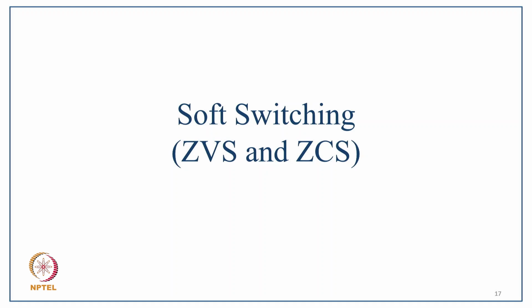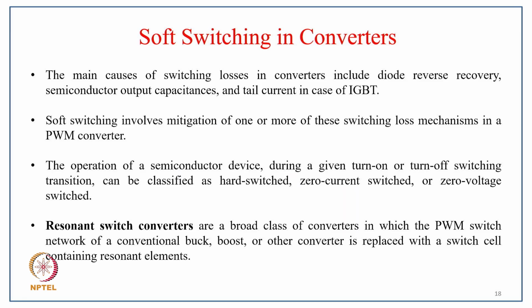Now coming to soft switching, it is normally obtained by two methods: zero voltage switching and zero current switching. The main causes of switching losses in converters include diode reverse recovery, semiconductor output capacitance, and the tail current in the case of IGBTs. Soft switching involves mitigation of one or more of these device loss mechanisms in a PWM converter, and the operation of a semiconductor device during a given turn on and turn off switching transition can be classified as hard switch, zero current switch, or zero voltage switch.